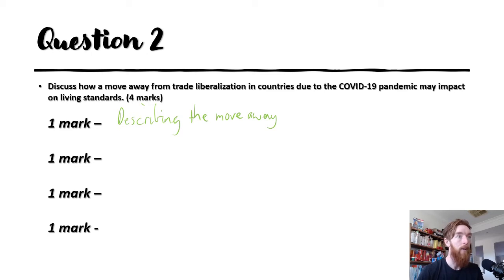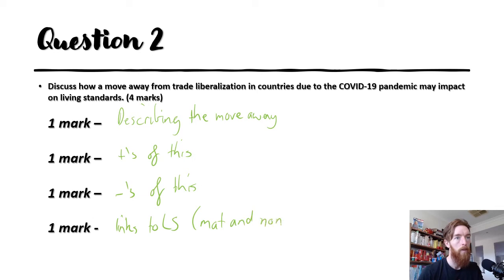One mark you're going to get for positives of this for living standards. You have negatives for this. And your last mark is going to be your links to living standards, so material and non-material. This is like your general with any discuss question, it's strengths and weaknesses and making sure you tie it into the actual thing. So with this, we'll just get straight into the sample answer because it makes it far more clear overall.